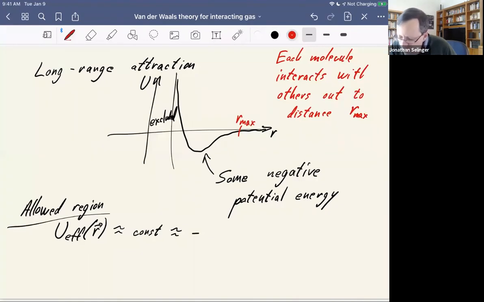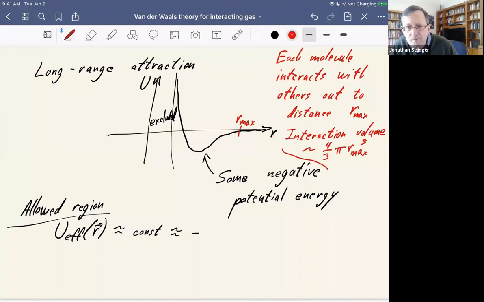Okay, so that means you're interacting with the other molecules within a certain volume. So the interaction volume will be something like 4/3 pi R max cubed. Okay? So then we could say how many molecules are in the interaction volume.